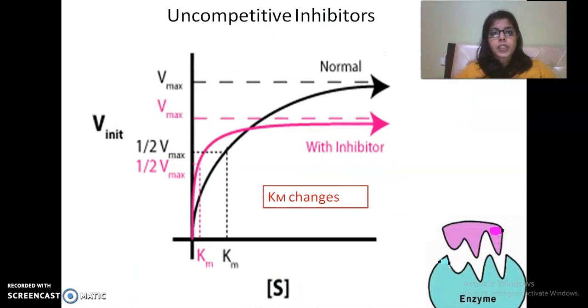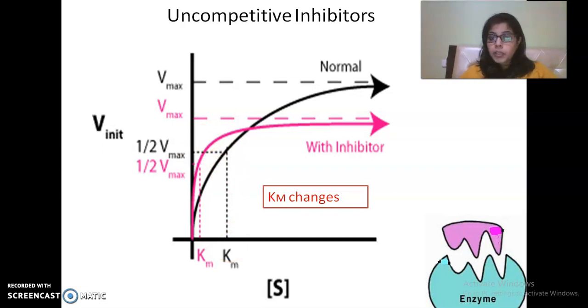Km and Vmax. So coming to our normal Michaelis-Menten curve, you can see here that our normal black curve shows that as the substrate concentration increases, velocity increases. However, the pink curve shows what happens when I have an uncompetitive inhibitor added to the solution. Even if my substrate concentration is increasing, the velocity doesn't increase much. The entire graph is lowered. So you can see here my Vmax is lowered, and if I drop a perpendicular from half maximum velocity, my Km is also changing.